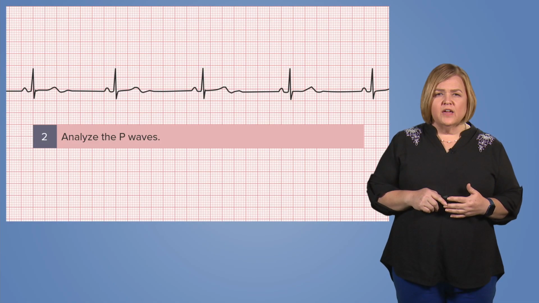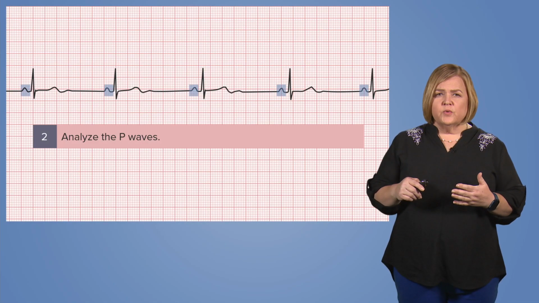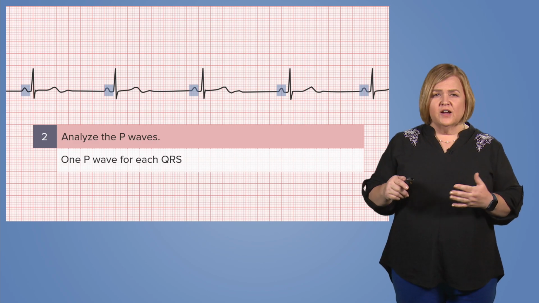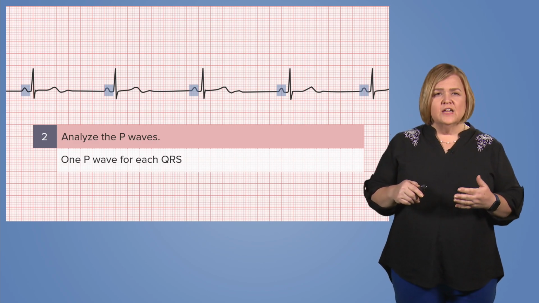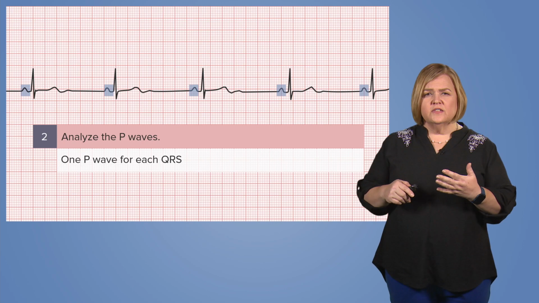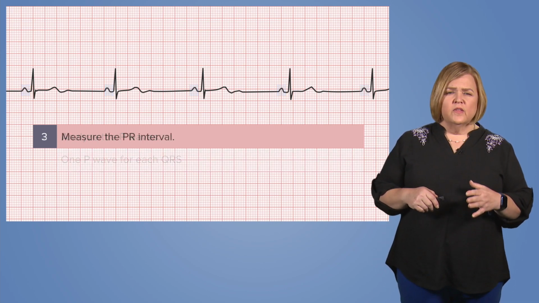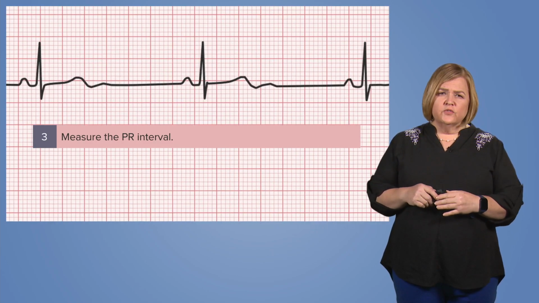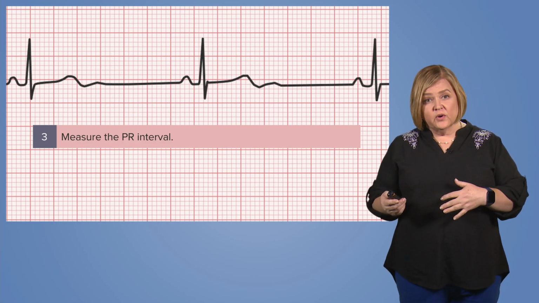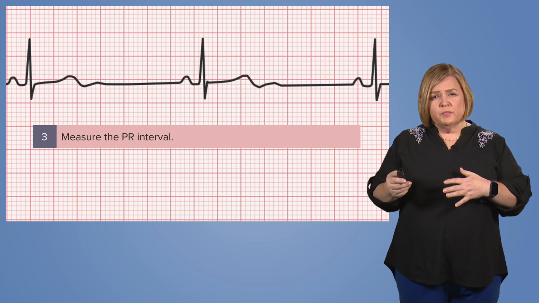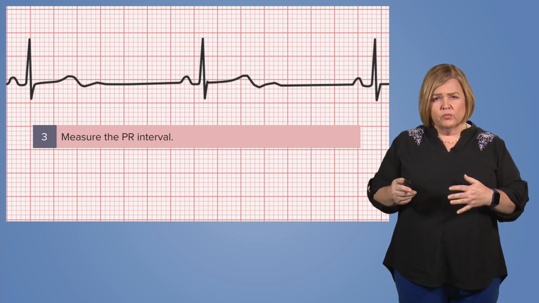Now let's look at the P waves. Are they all there? Do we have one P wave for every QRS? We do. Do the P waves all look the same? They do. Excellent. So measure the PR interval next. We have a P wave for every QRS, so you're going to want to measure that PR interval to make sure it's within the normal range.